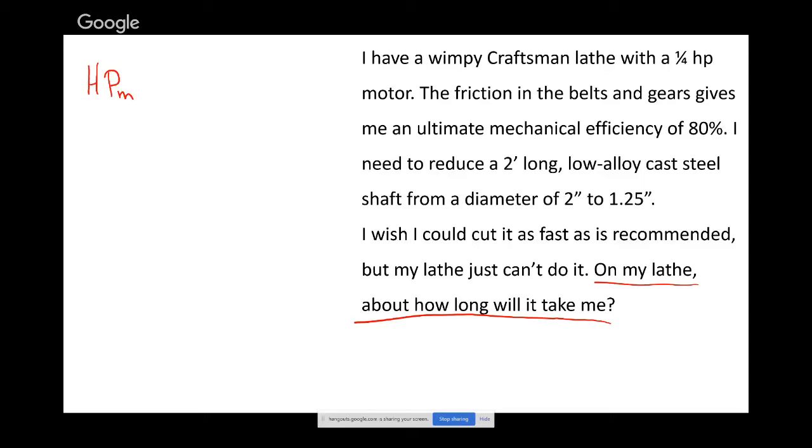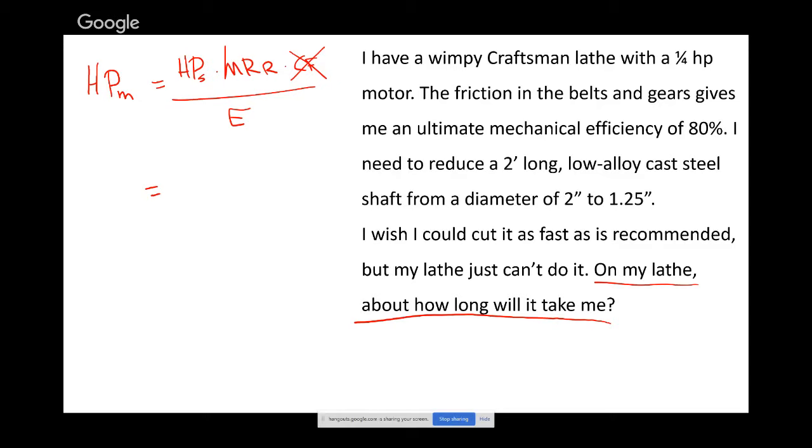That's the horsepower of the motor. And this is the specific horsepower, the unit horsepower that's related to the material itself. We have a material removal rate, this correction factor, and then the efficiency. I'm just not going to use a correction factor. We'll say we've got a nice sharp tool, and that's going to be fine.